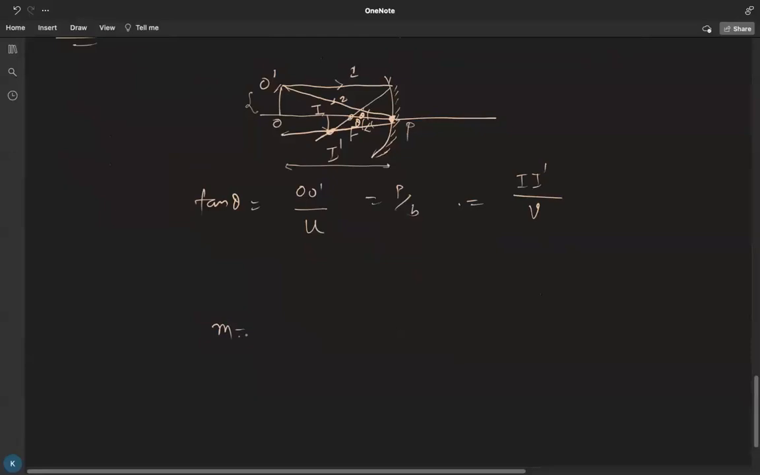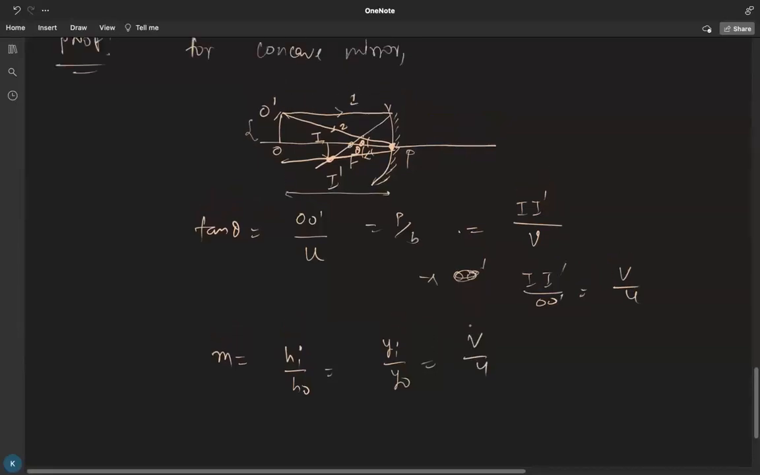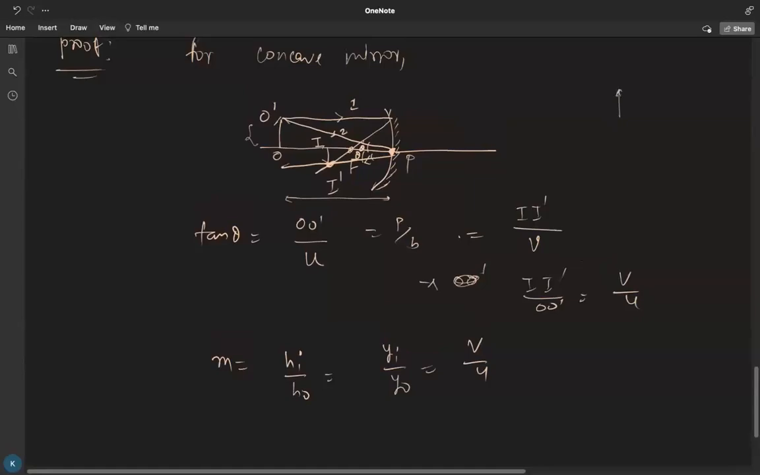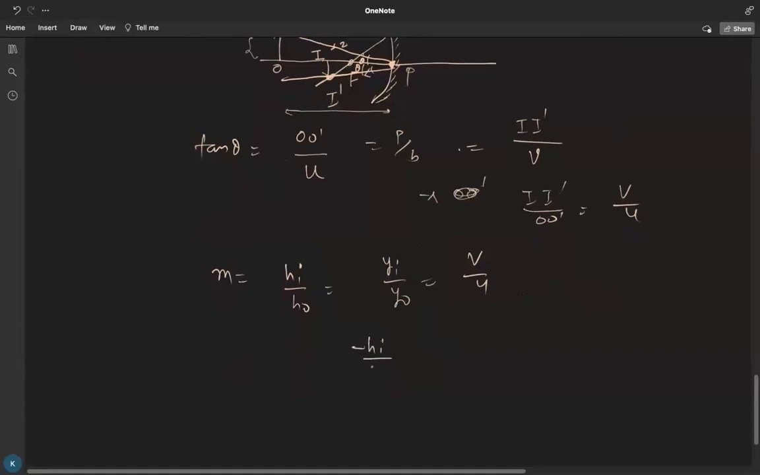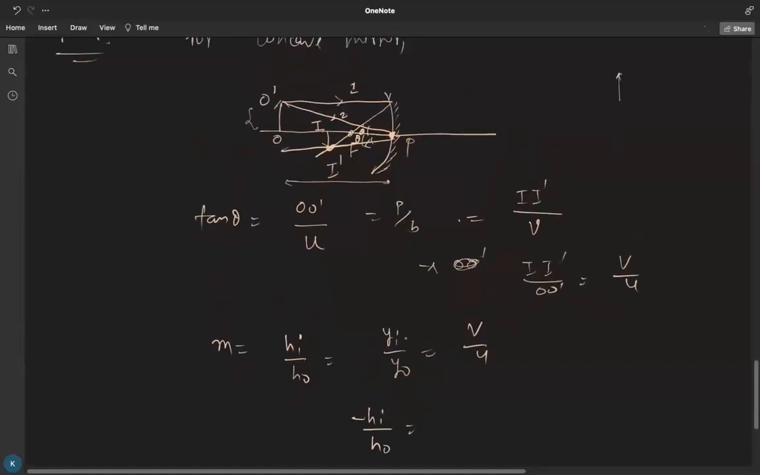So we are defining M as equal to HI by HO. From this equation, we get O dash, or I dash by O dash, just cross multiply it. So we get V by U, right? So HI by HO is equal to YI by YO, which is equal to V by U. Now when we use the sign convention, look here. Our sign convention says this is above the x-axis, so HI is negative. So we can say minus HI, and the object height is positive because it's above the x-axis.